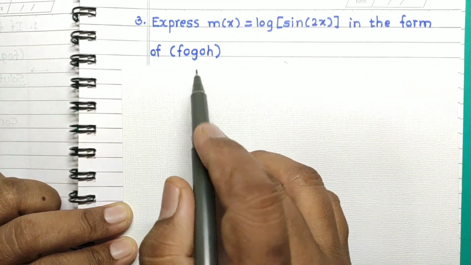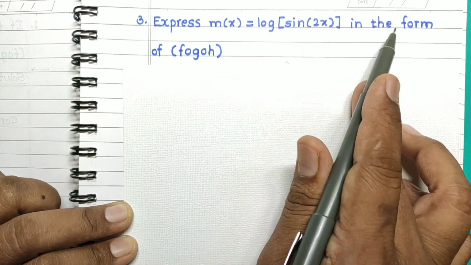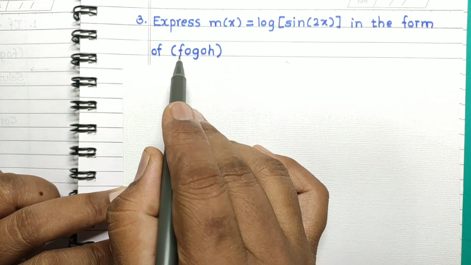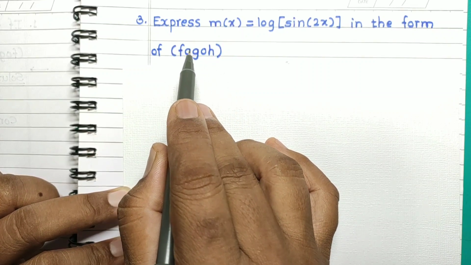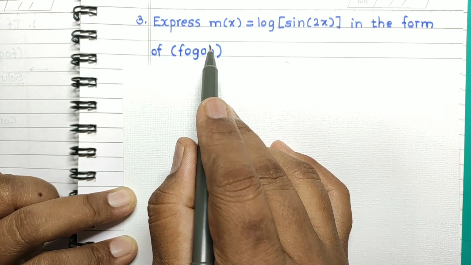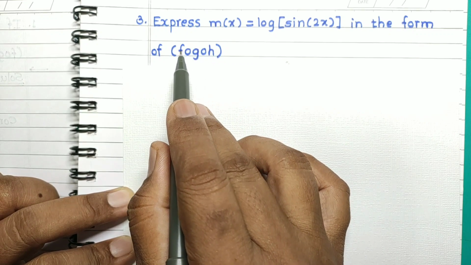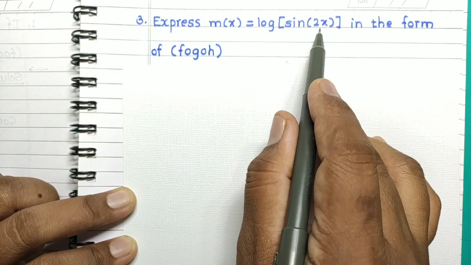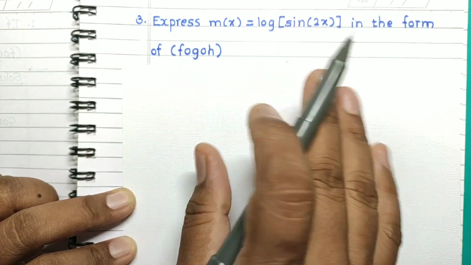Now let's go to next problem. Express m of x is equal to log of sine of 2x in the form of f of g of h. See, when we have to find out this composition, note that in the composition f of g of h, first function applied is function h, then function g is applied, and finally function f is applied there. So from this function m, we have to find out which are the functions h, g, and f.